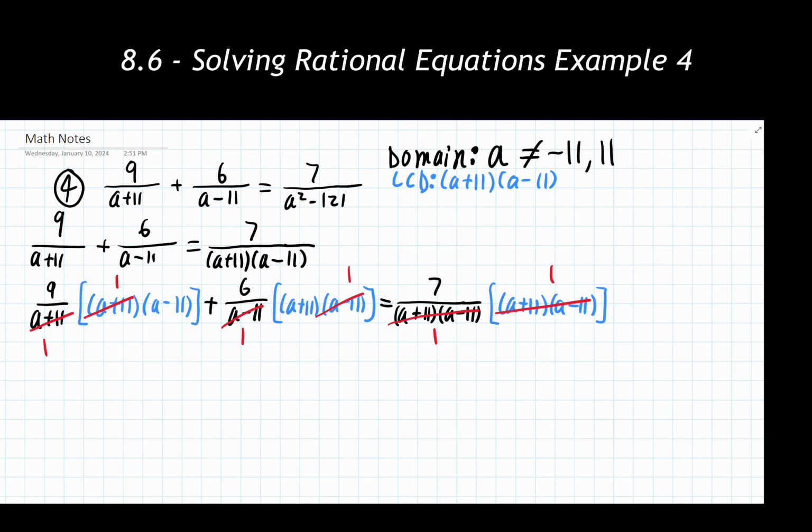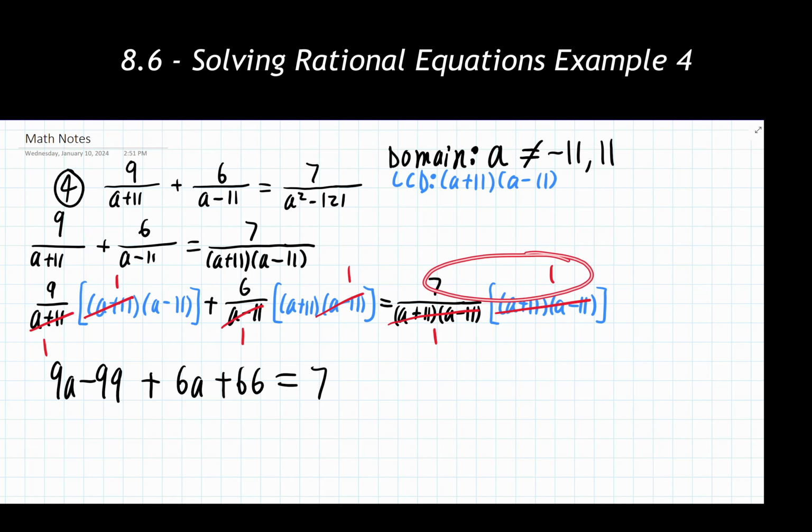And now, what's my new equation going to look like? Well, I now have 9a minus 99. Again, that's these remaining things multiplying together, plus 6a plus 66. Again, that's these remaining things multiplying together. And all of that equals 7. Just everything left over here multiplying together. And now I'm solving the resulting equation.